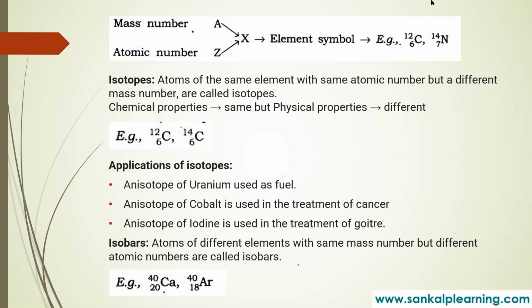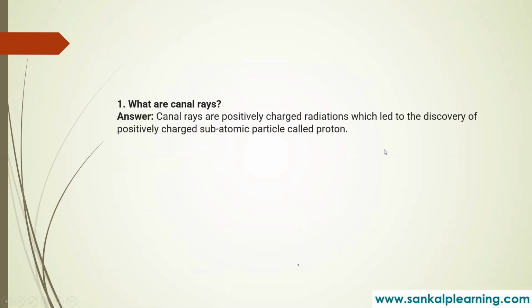Atomic number is the number of protons, mass number is both protons and neutrons, okay. So this completes the entire chapter. I hope it is clear to you. So let us start with the question answers. First we will discuss the question answers which are there in the textbook.